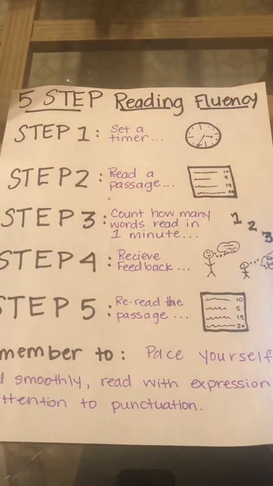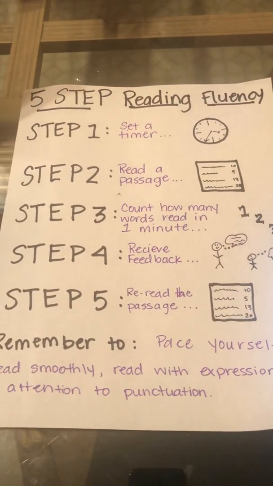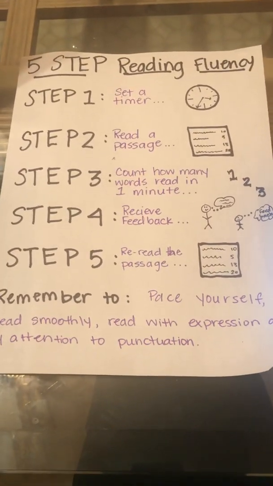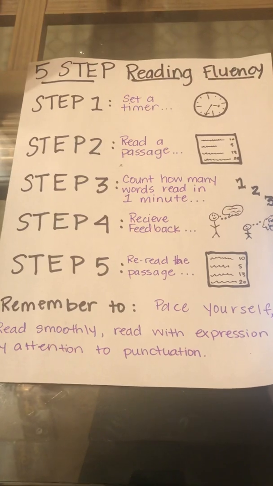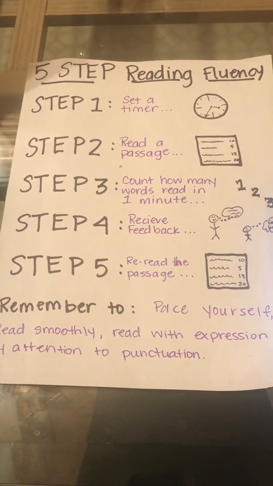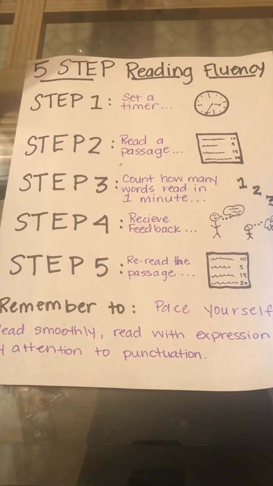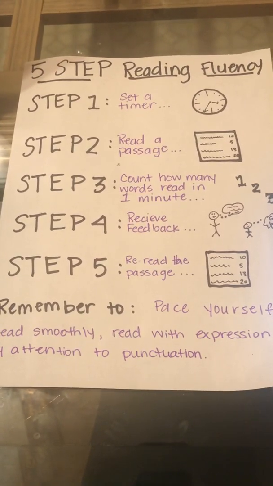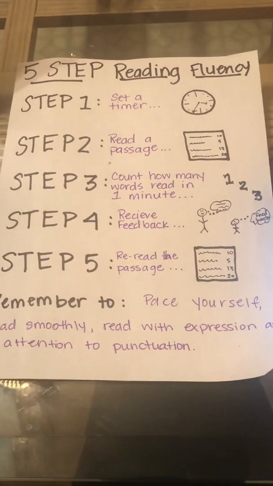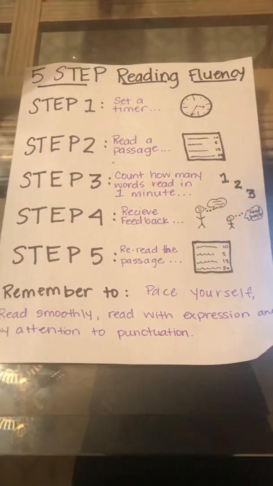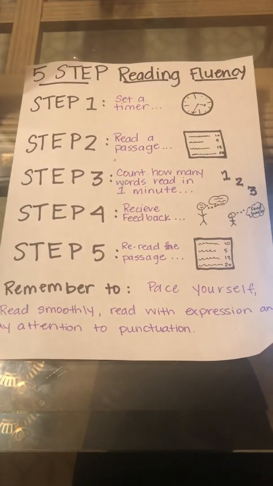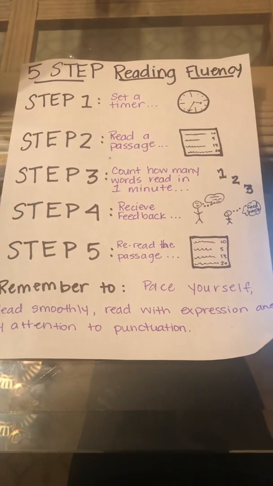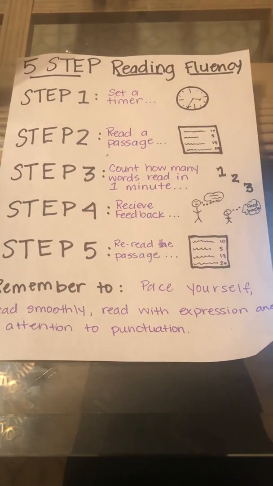Step 4. Receive feedback. An adult should give you feedback on how you did. Step 5. Reread the passage. You will reread the passage after giving feedback, thinking about what you need to do better, and pushing yourself to read more words than you read the first time. Kipsters, remember, pace yourself, read smoothly, and read with expression, and pay attention to punctuation.